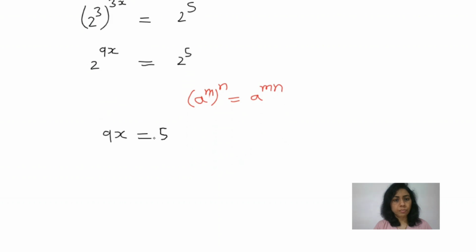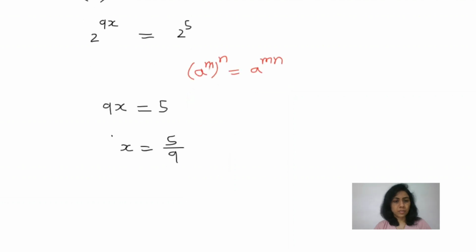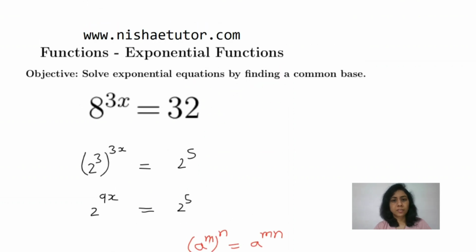And we can easily find out the x value. Both sides divided by 9, so we get 5 upon 9. And this is the final answer. x is equal to 5 upon 9.